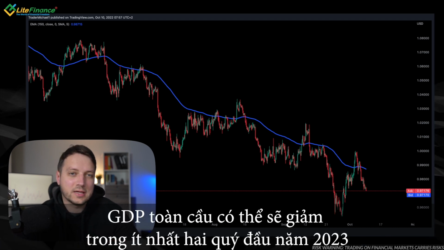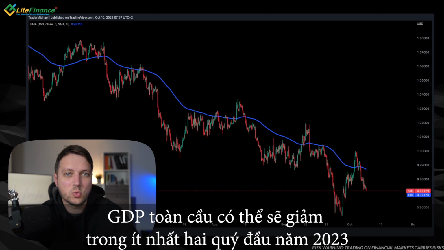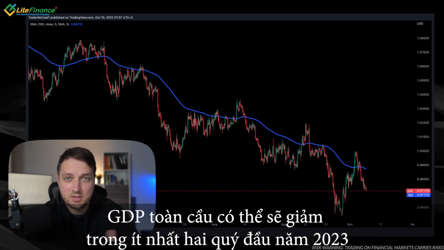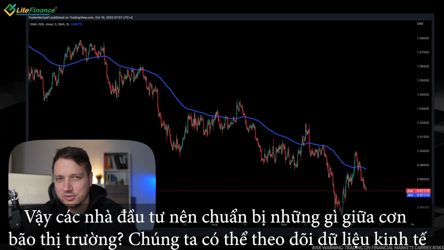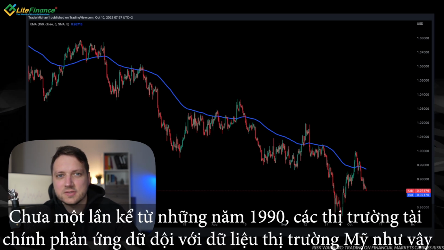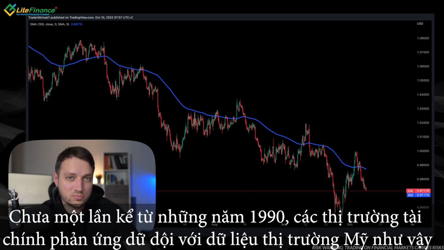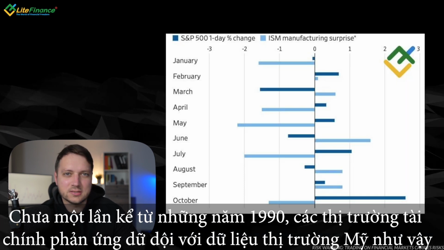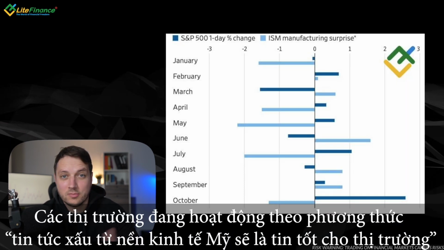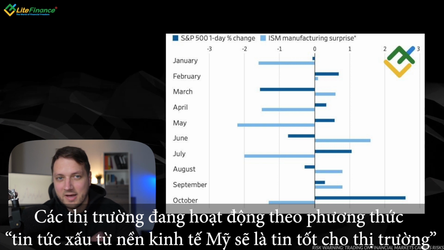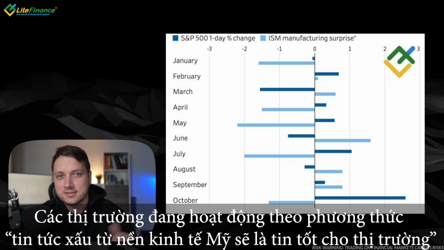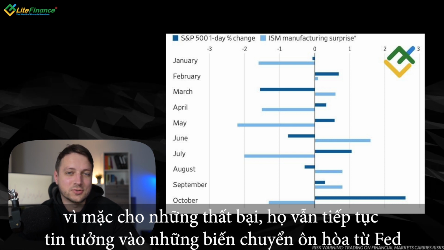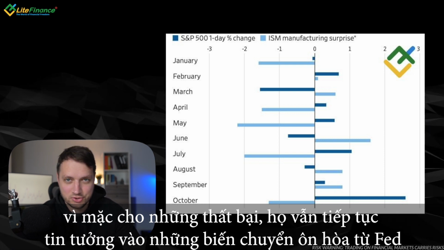Global GDP is likely to contract for at least 2 quarters in 2023. So, what should investors do amid the market storm? We could monitor economic data. Never since the 1990s have financial markets reacted so sensitively to US domestic data. The markets are operating in the "bad news from the US economy is good for the market" mode, as despite all the failures, they continue to believe in the Fed's dovish shift.